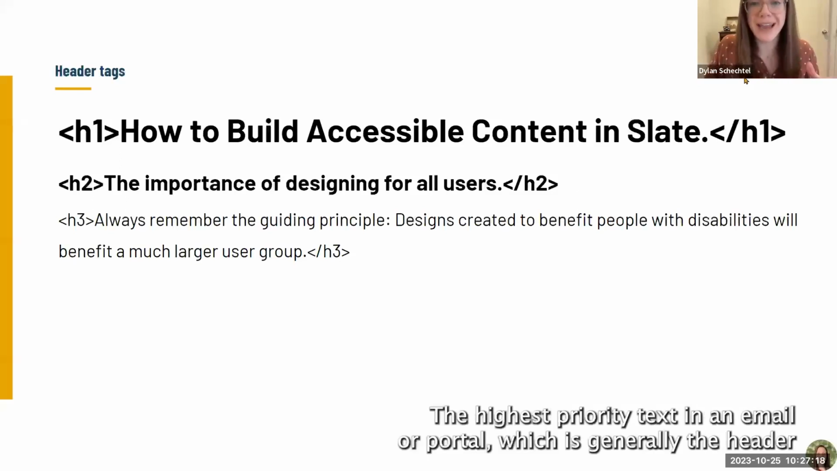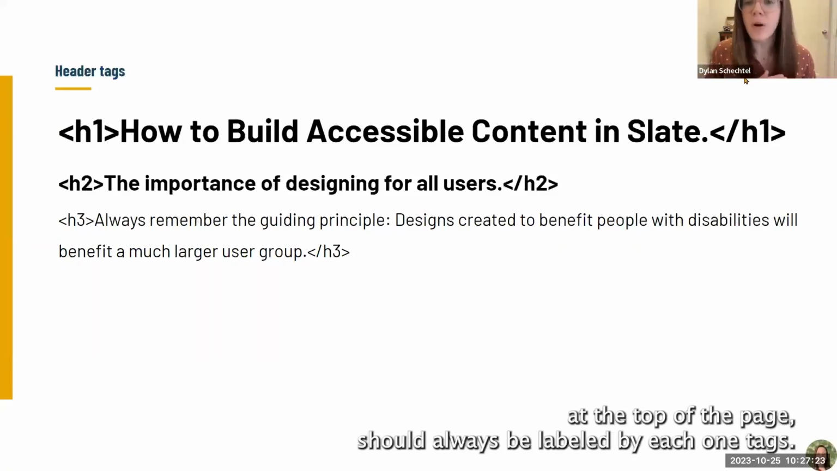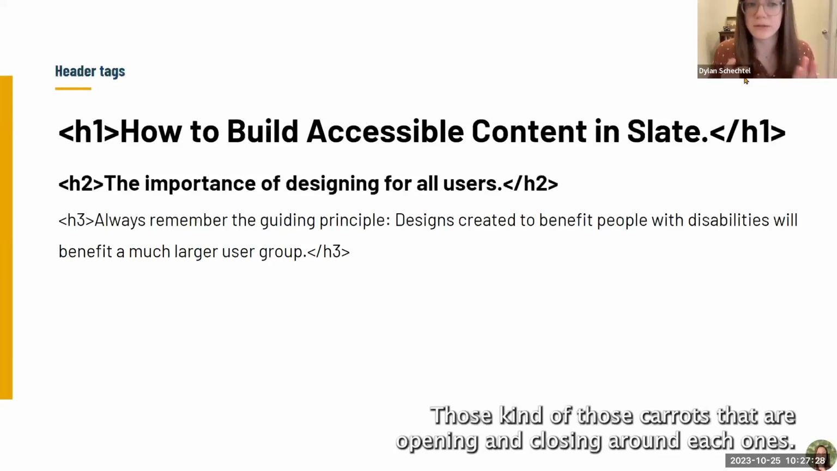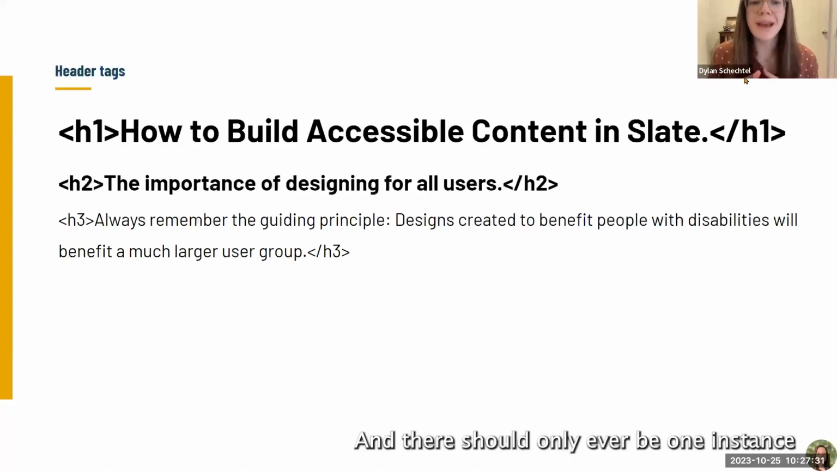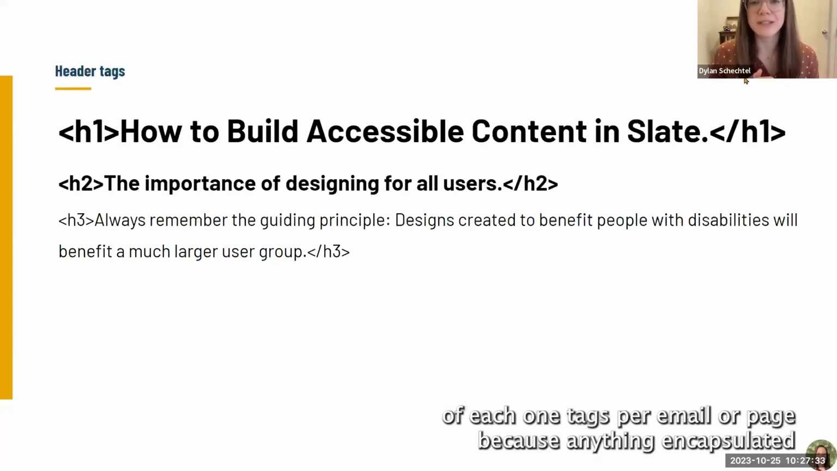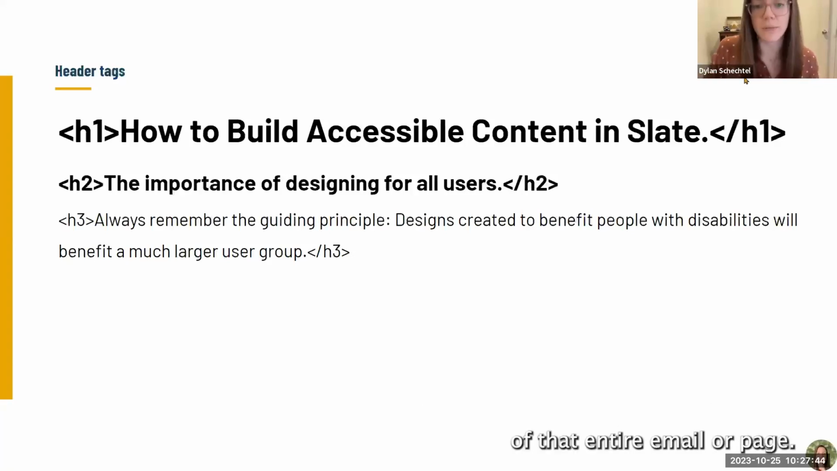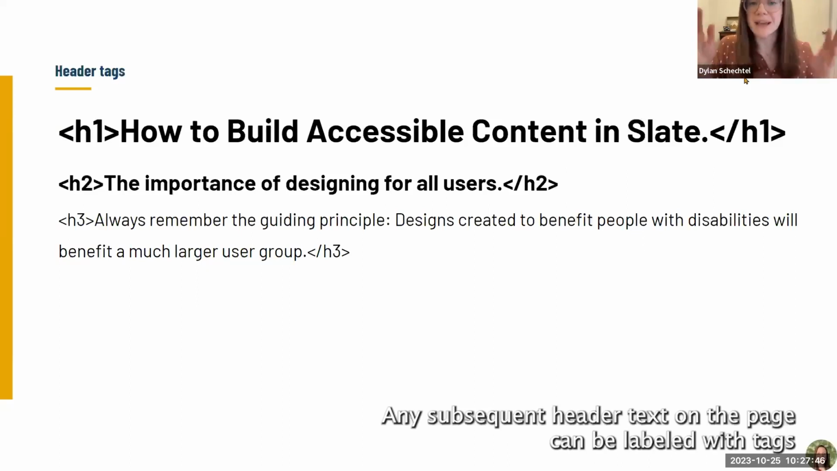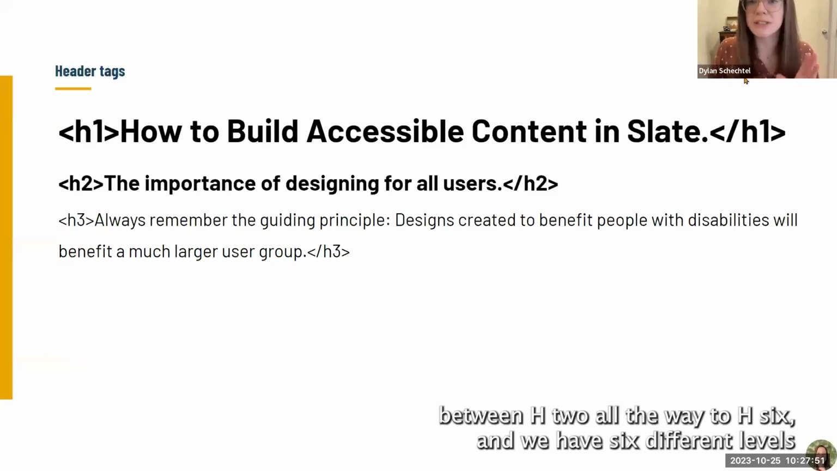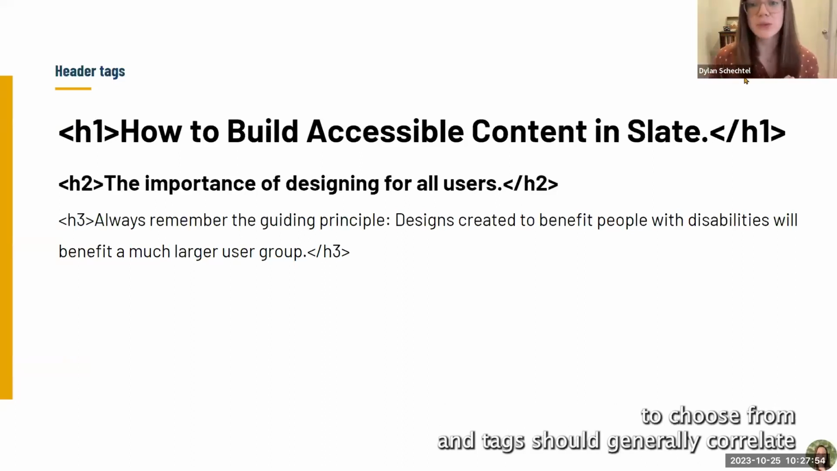The highest priority text in an email or portal, which is generally the header at the top of the page, should always be labeled by H1 tags, those carets opening and closing around H1s. And there should only ever be one instance of H1 tags per email or page, because anything included in those H1 tags represents the main subject of that entire email or page. Any subsequent header text on the page can be labeled with tags between H2 all the way to H6, and we have 6 different levels to choose from.